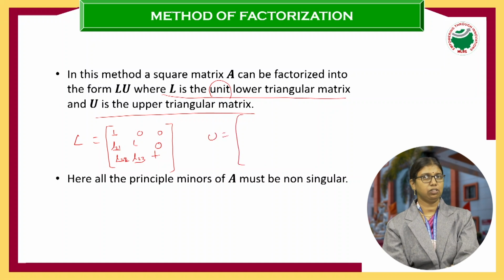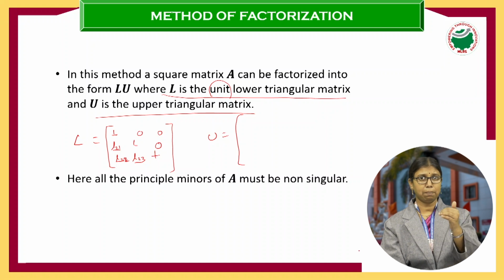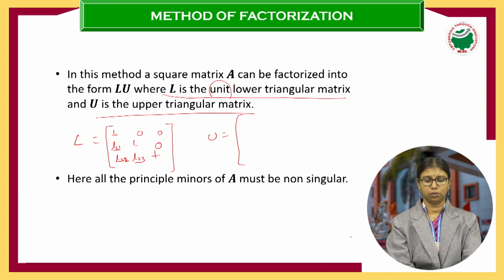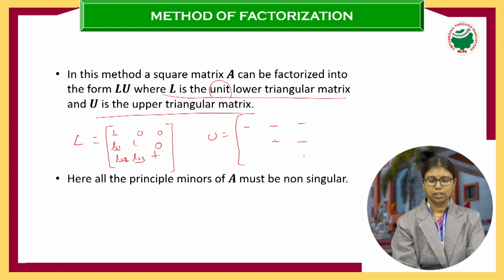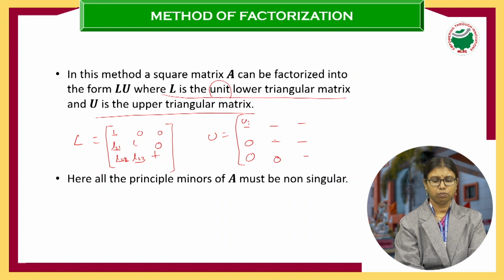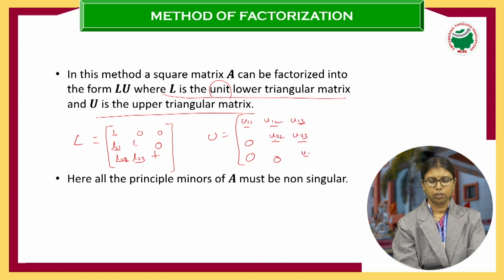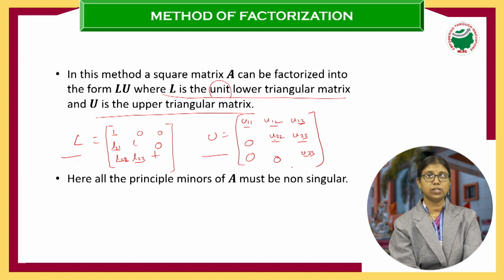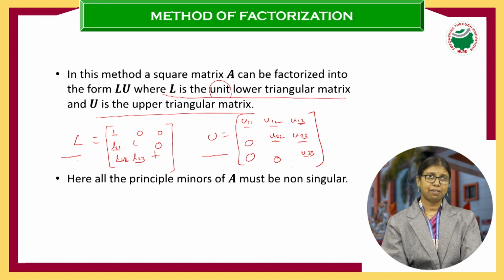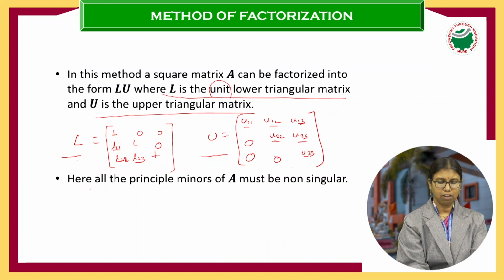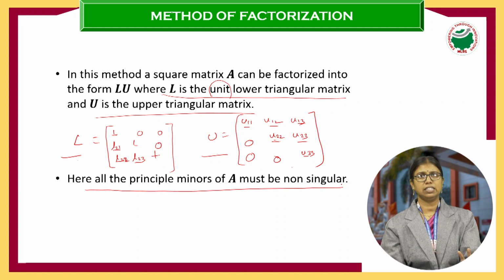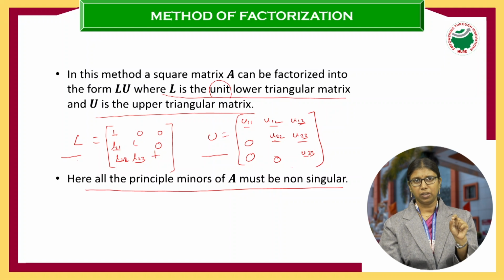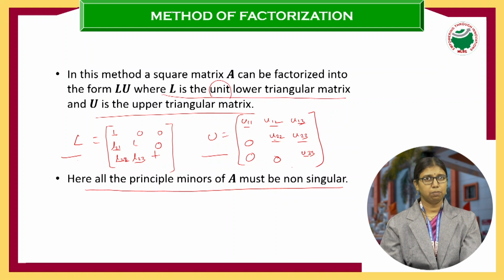Similarly, upper triangular. Here you do not have any restriction on diagonal values, simply upper triangular. That means in an upper triangular matrix all the values below the diagonal are 0. So we get only upper diagonal values, the remaining are all 0. Let it be U11, U12, U13, then U22, U23, and U33. So we have to express the coefficient matrix A in the form of L into U, where L is in this form and U is this upper triangular form. But here we have one restriction: in the matrix A, all the principal minors of A must be non-singular. The determinant value must be non-zero. For such types of matrices only, we can apply the LU decomposition method.